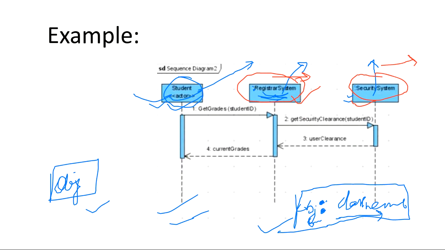The registrar system is a class. It is written on the right hand side of the colon. Because this is the normal representation, right? You write the object name, then the colon, then the class name. If you see these two, after the colon it is written registrar system, and after the colon it is written security system. So these are the class names and no object name is mentioned. So these are the anonymous instances of your class. Means there is no object name for the registrar system object and for the security system object. Got it?